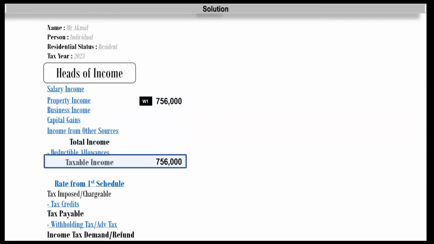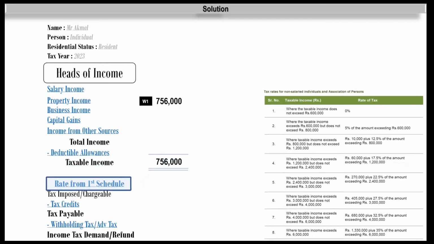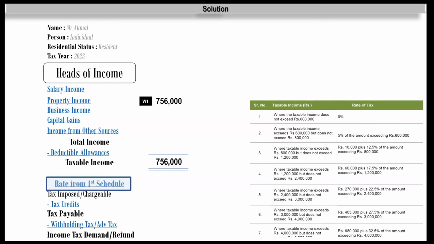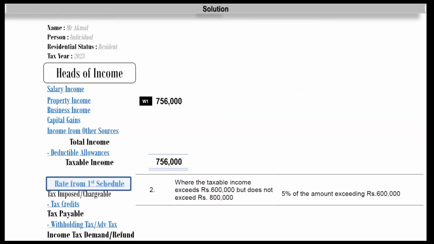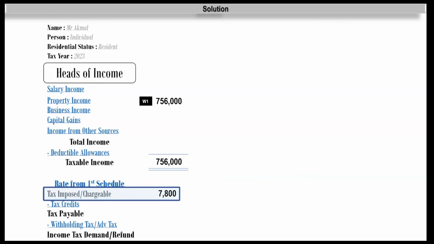Now we need a rate of tax. This is a non-salaried person and tax rates are always given in exam. There is no need to memorize these tables. Second slab is applicable here. Use this slab to make your tax calculation. Tax imposed comes to Rs 7,800. Tax demand is also Rs 7,800.